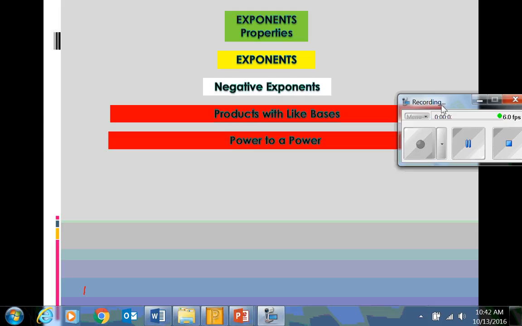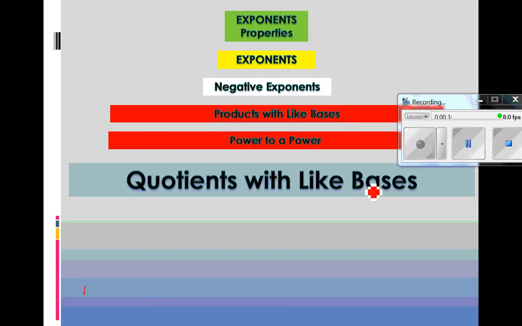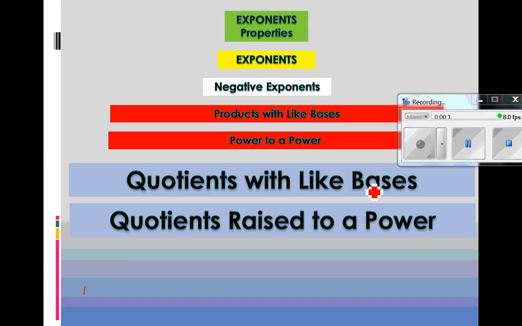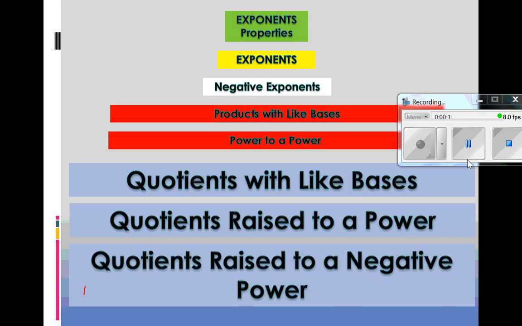We've already looked at these exponent properties on your foldable. Now we're going to add to it, and we're going to look at quotients. We're going to look at quotients with like bases, quotients raised to a power, and quotients raised to a negative power.